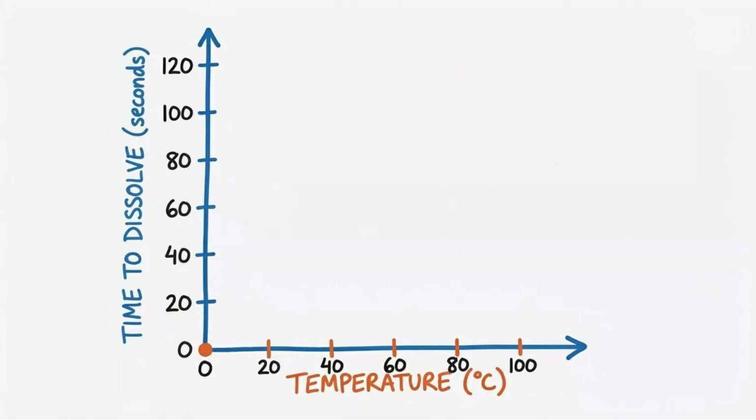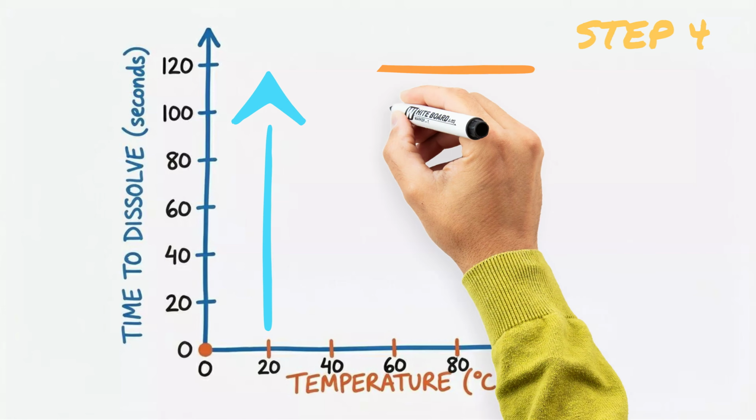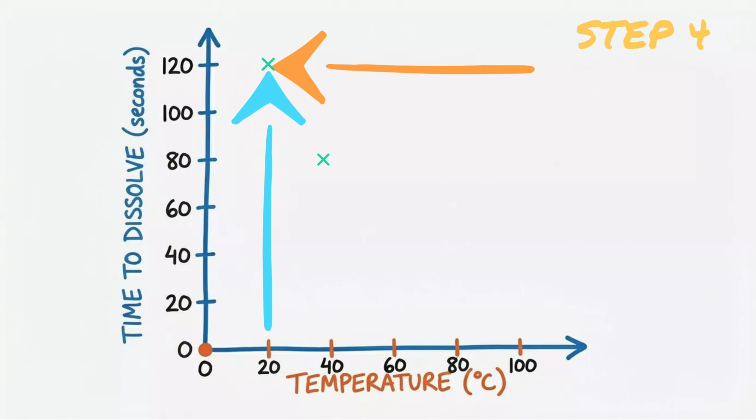Step 4. Plot the points. Find each temperature on x. Go up to the matching time on y. Mark a cross. 5 temperatures, 5 crosses.